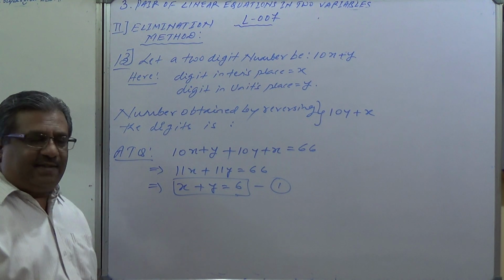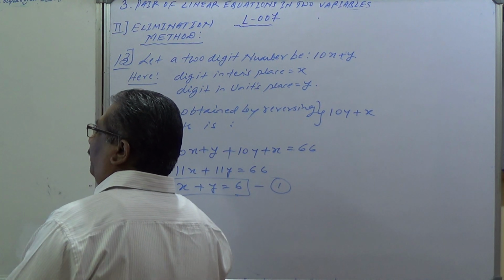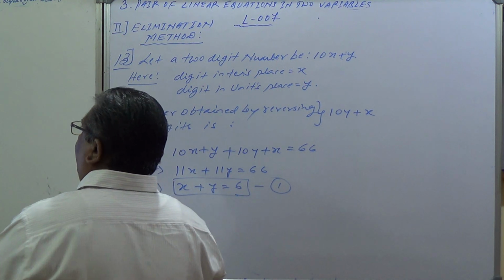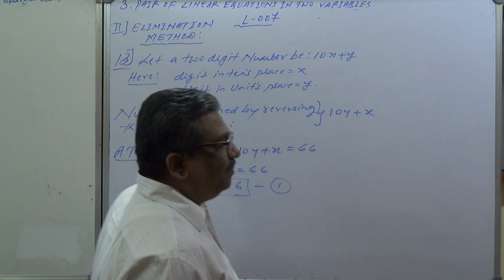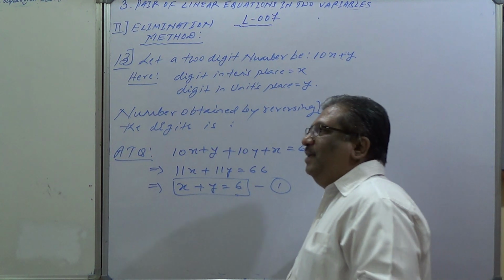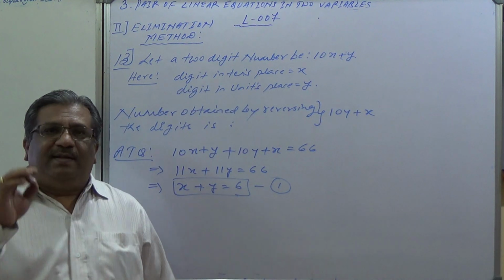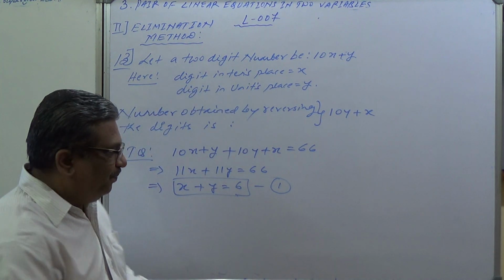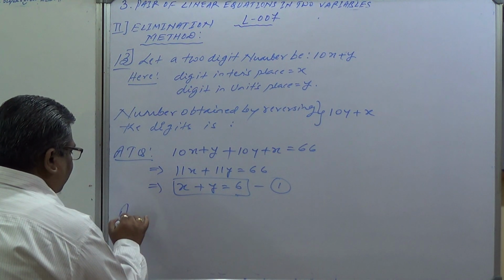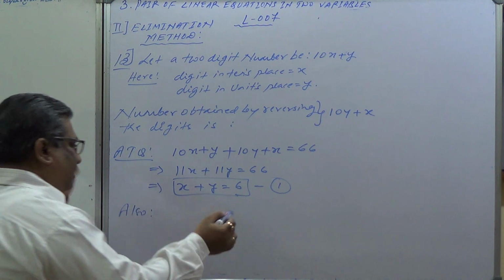Second part is very interesting. What he says in the second part, according to the question, if the digits of the number differ by 2, find the number. Here, the digits of the number differ by 2 means the difference in the digits is 2. Also given, difference in the digits is 2.